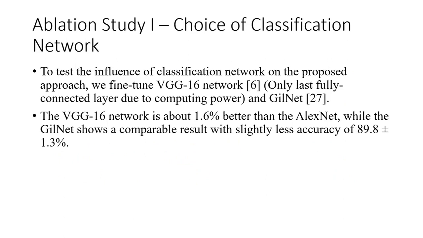We have also performed a few ablation studies on the work that we have done. The first one is the choice of the classification network. Not just AlexNet, we have also trained the VGG16 network and the GoogLeNet, with the VGG16 network being 1.6% better than the AlexNet network, and the GoogLeNet also shows a comparable result with slightly less accuracy of 89.8%.